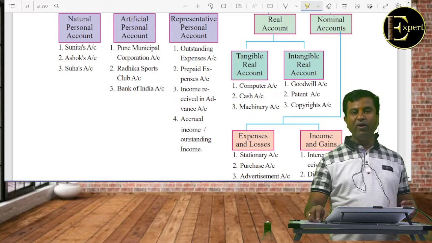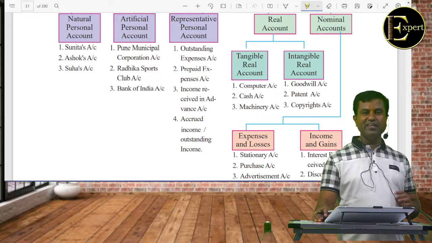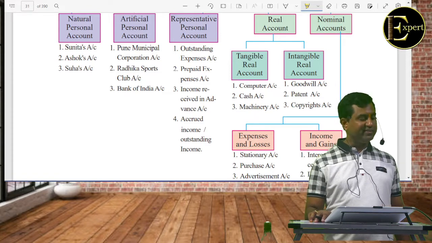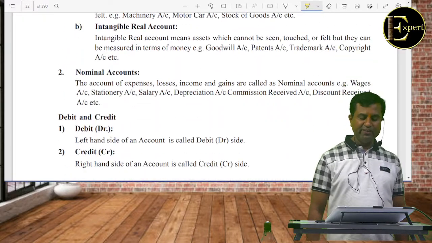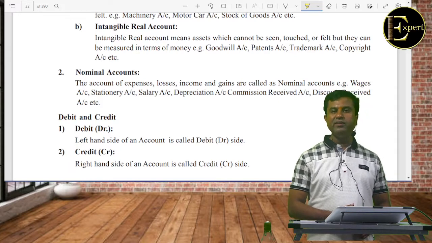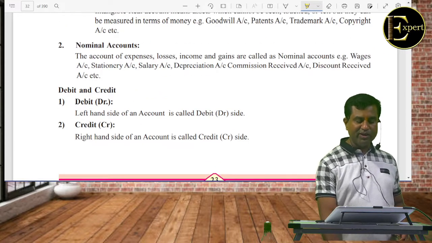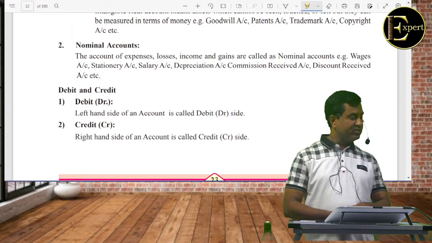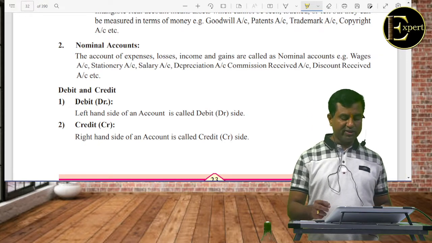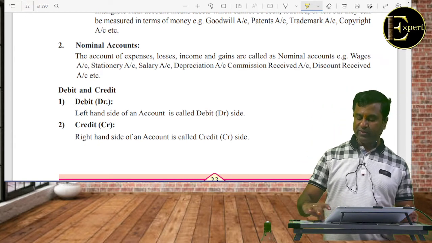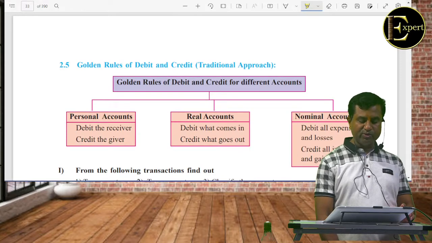So do remember students, all assets are always real accounts, all liabilities are usually personal accounts, and all expenses, losses, incomes and gains are nominal account. This is the crux as far as this particular types of accounts is concerned, and here they have given a proper bifurcation there. As I told you, doesn't matter whether it is tangible real or intangible real, but always it is a real account. So all assets are always real accounts. Nominal accounts, you can see it is in the form of given wages account, stationery account, depreciation, salary, commission received, discount received, etc. So all in all, crux is same again. All assets are real accounts, all expenses, losses, incomes and gains are nominal accounts, and all liabilities are personal accounts. So that is what need to be seen here.